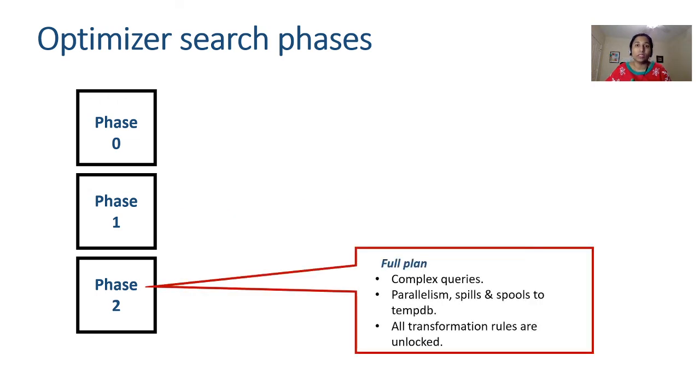Phase 2 is known as the full plan. Phase 2 execution plans are created for more complicated queries, where most of the parallelism, spills, and spools to TempDB happen. All the transformation rules are unlocked here. Unlike phase 0 and phase 1, the optimizer doesn't compare against the already existing execution shapes for phase 2.